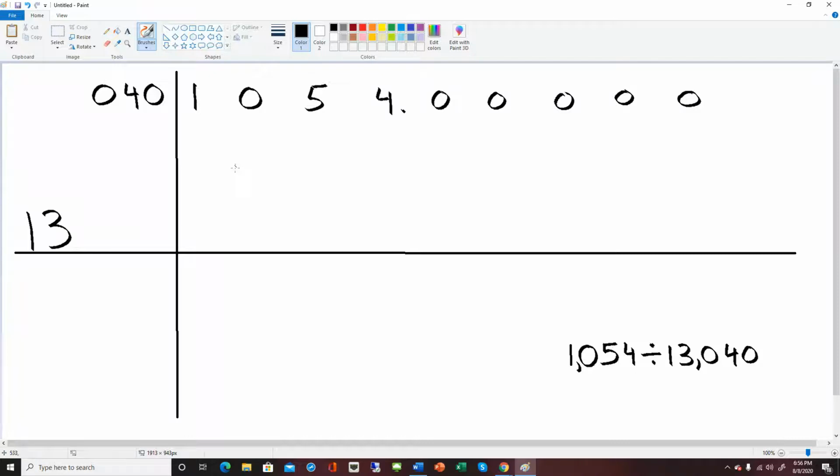So we're going to ask ourselves, how many times is 13 going to 105, since it doesn't go into 1 or 10? And the answer is 8, because 13 times 8 is 104. So there's 1 left over here, because 105 minus 104 is 1. Now we're going to make our first adjustment, and this is going to help us see the structure. Notice how I start with 0, then I put 0, 4, then I'm going to put 0, 4, 0.